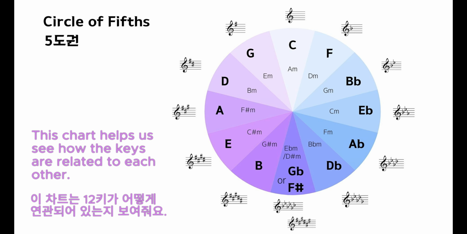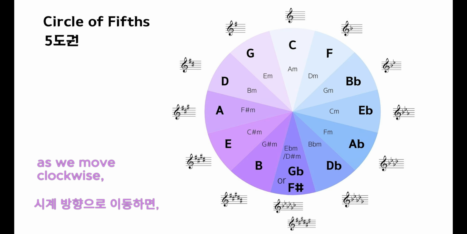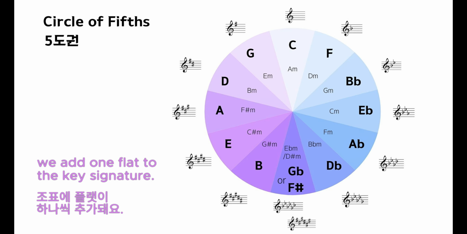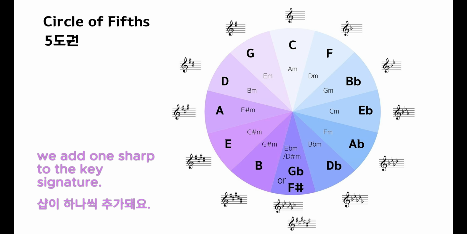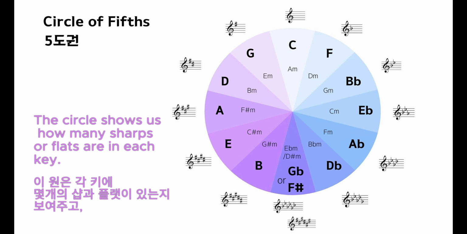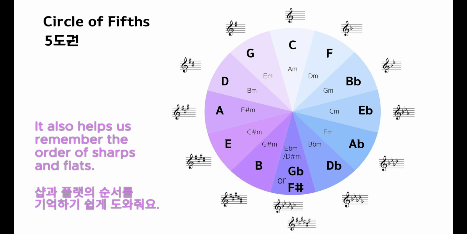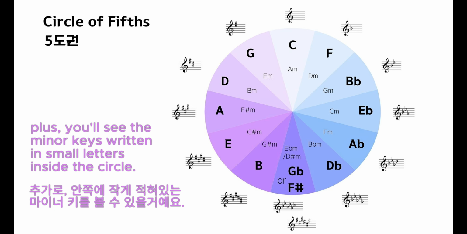This chart helps us see how the keys are related to each other. As we move clockwise, we add one sharp to the key signature. And when we move counterclockwise, we add one flat to the key signature. The circle shows us how many sharps or flats are in each key. It also helps us remember the order of sharps and flats. Plus, you'll see the minor keys written in small letters inside the circle.